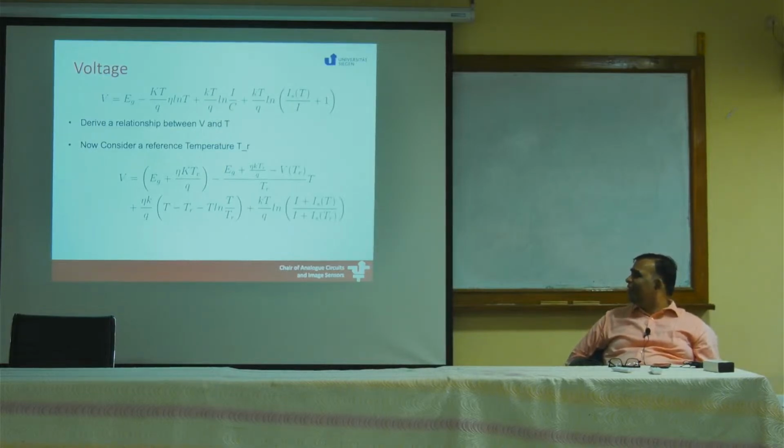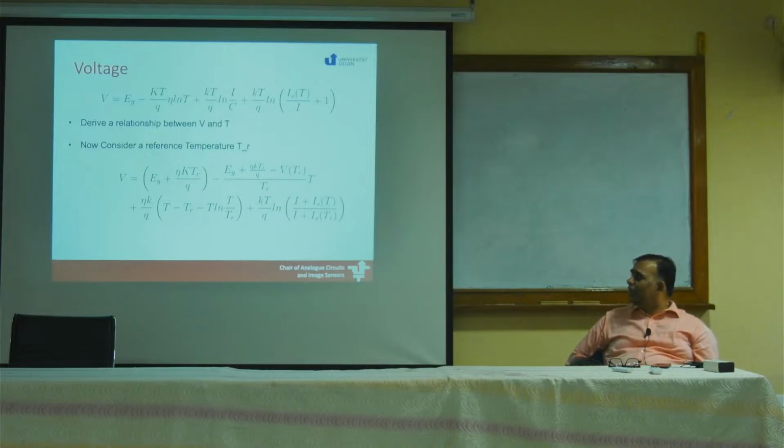Now that is still not a very nice relationship, is it? It has temperature in the second term, it has T log T in the second term, in the third term it has T, in the fourth term it has another log of Is by I, which is not a nice relationship. If you are going to use it as a temperature sensor, it is a fairly complex relationship.